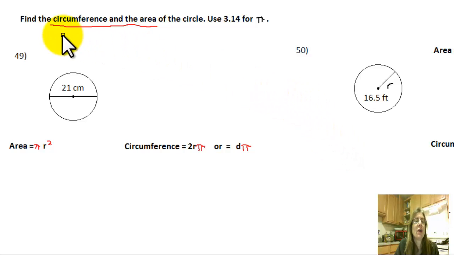All right, this problem is finding the circumference and area of circles. And they give us two options here. You notice the difference between these pictures is this one is given a diameter. 21 centimeters equals the diameter, and that's the distance across the circle.